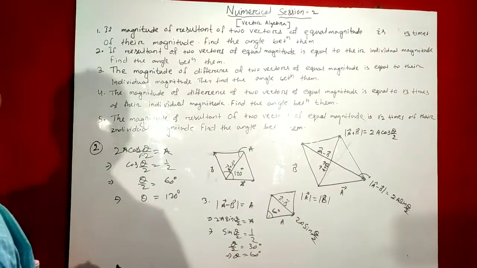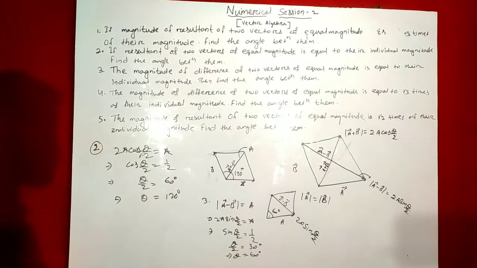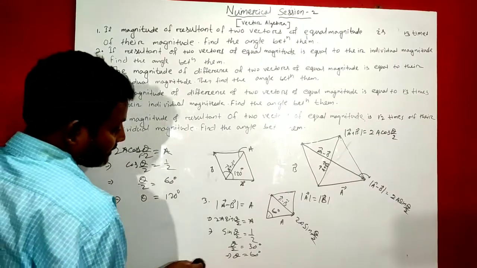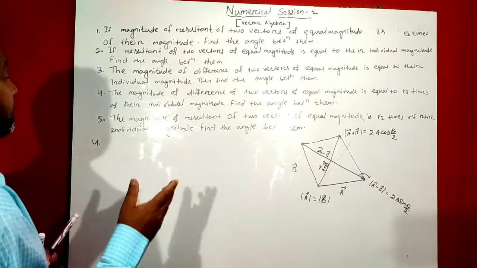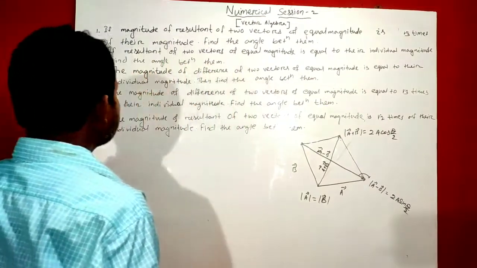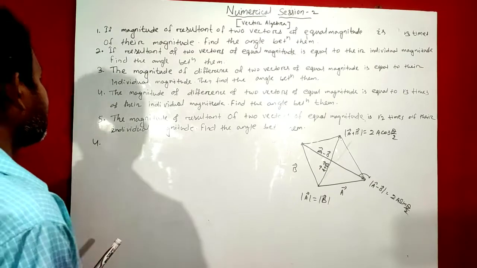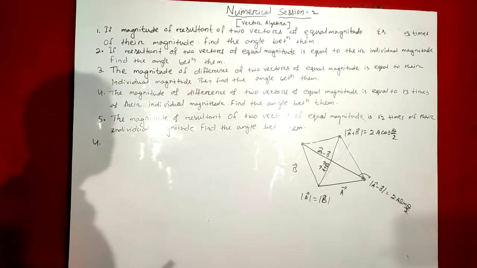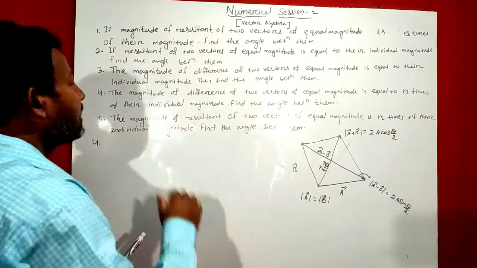So next, number 4. Take a screenshot. I am going to erase it. So take a screenshot. Number 4. The magnitude of difference of two vectors of equal magnitude is equal to root 3 times their individual magnitude. To find the angle between them.